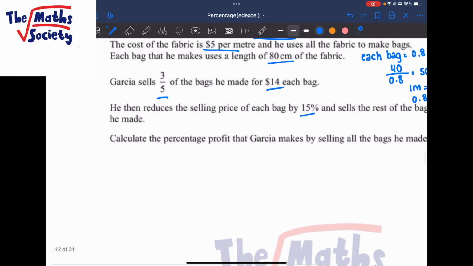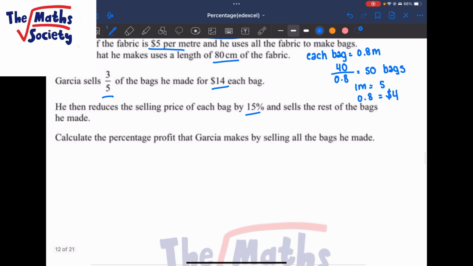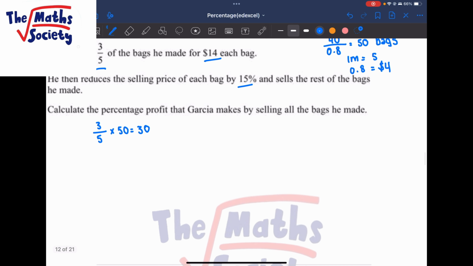And he says 3/5 of the bags he made. So that's 3/5 multiply 50. So that was 30 bags he sold for $14, which comes out to $420 for the 3/5 of bags he sold.